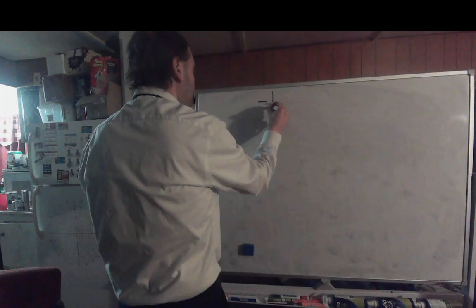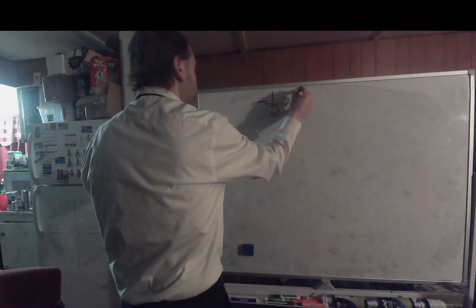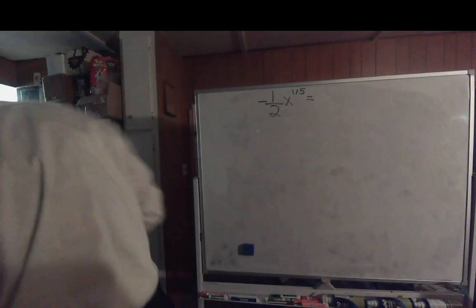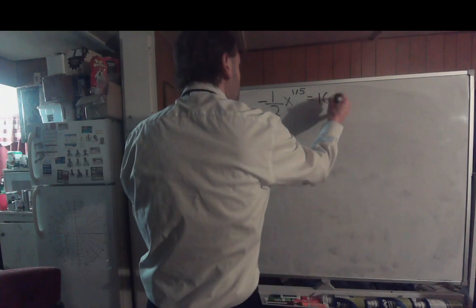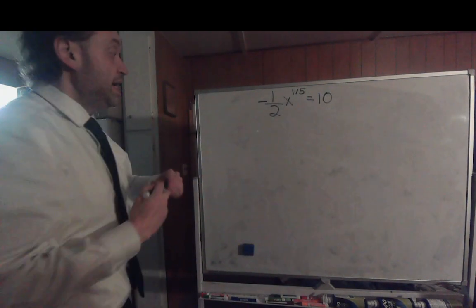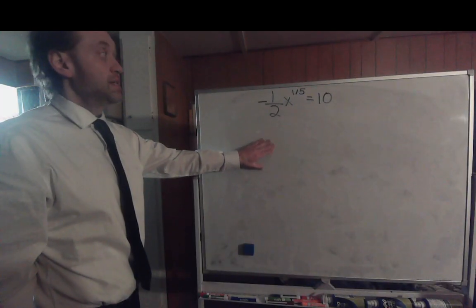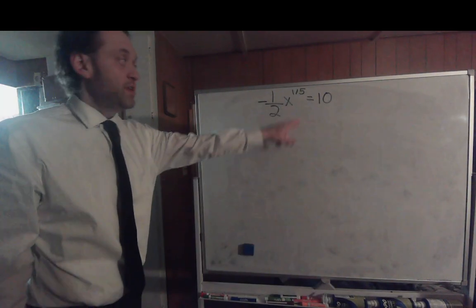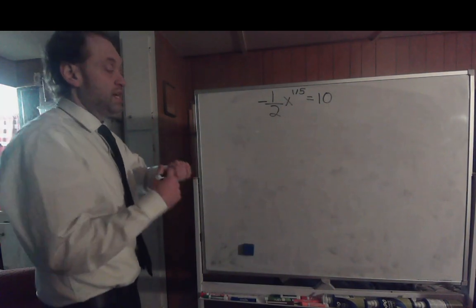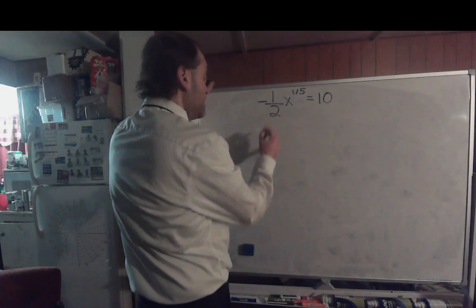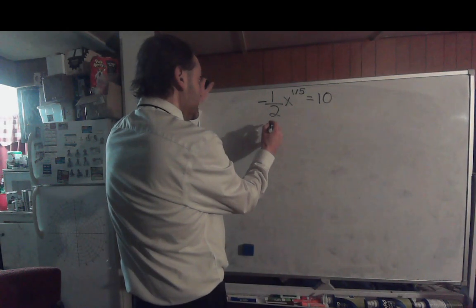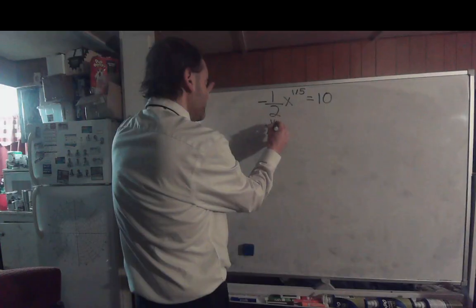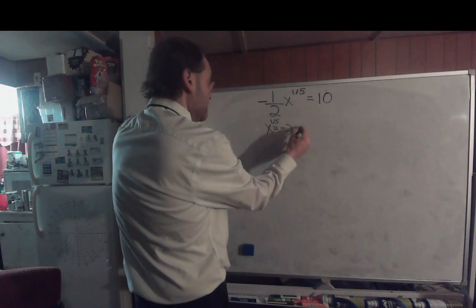Negative 1/2 x to the 1/5 is equal to 10. All right, so negative 1/2 x to the 1/5 is equal to 10. Well, let's get that x to the 1/5 by itself, so multiply both sides by -2. You'll end up getting that x to the 1/5 would equal -20.